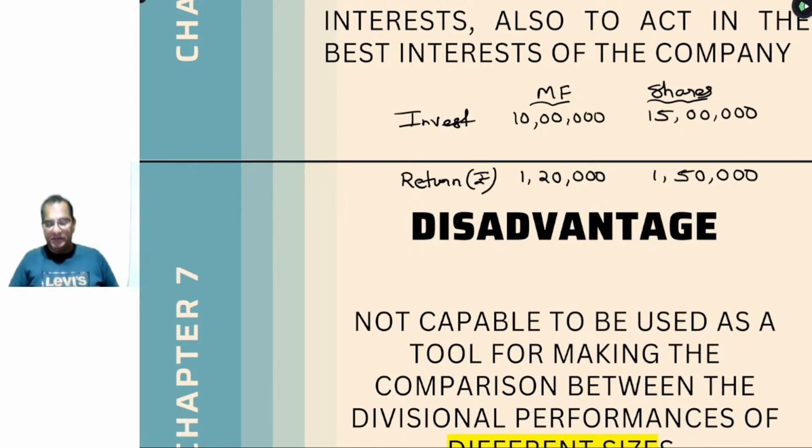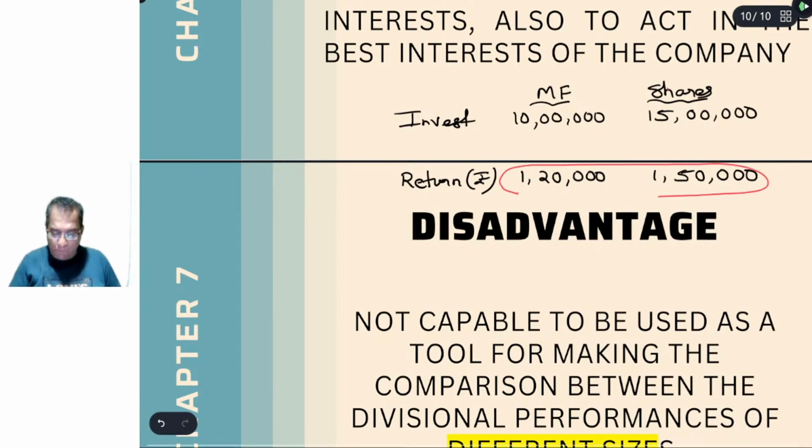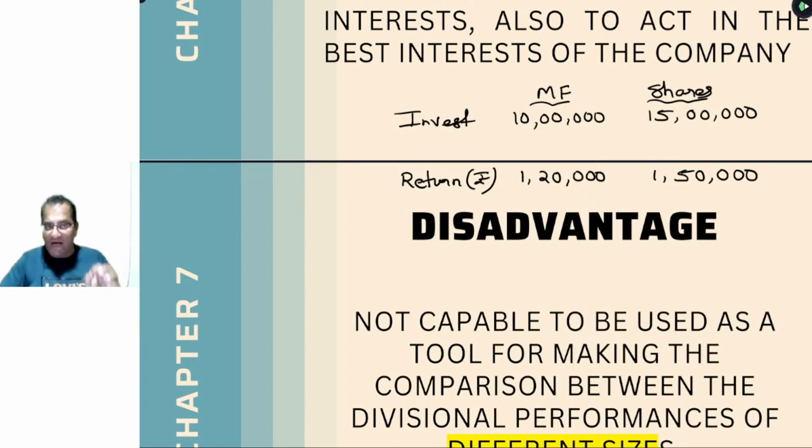So when you compare the RI, residual income, based on the absolute terms, you will create an impression that the investment in shares is more profitable, because they are generating a contribution of 1,50,000 as against 1,20,000. But this is not the case. They are misguiding you, because 1,50,000 is being earned from an investment of rupee 15 lakh, while 1,20,000 is being earned from an investment of rupee 10 lakh. If we convert this into percentage terms, it will be 10% and 12%.